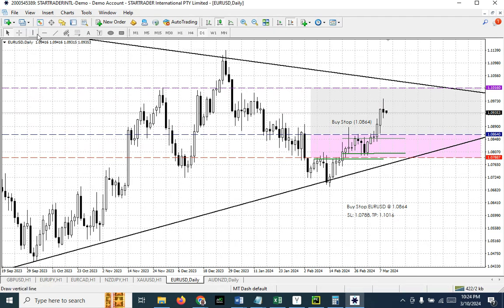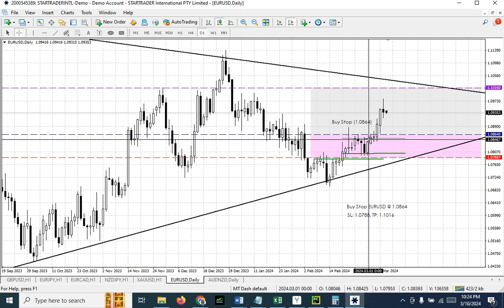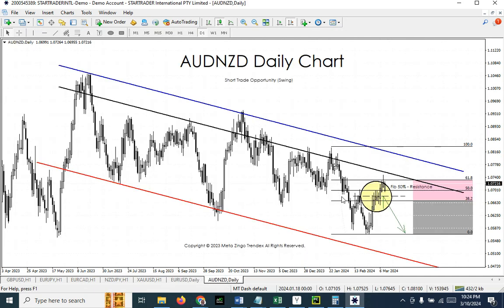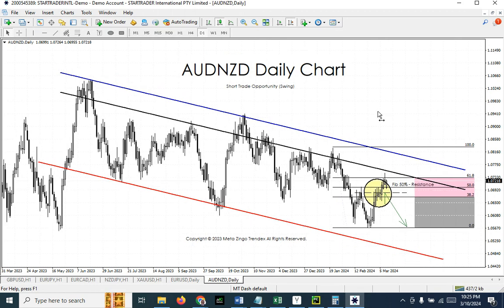If you take your measurement tool here, crosshair, to measure the number of pips, you'll see we did about 118 pips in price movement there. So we won this trade. Next, AUD, ANZ, the Aussie, New Zealand dollar. What we did here was that we actually lost this trade.